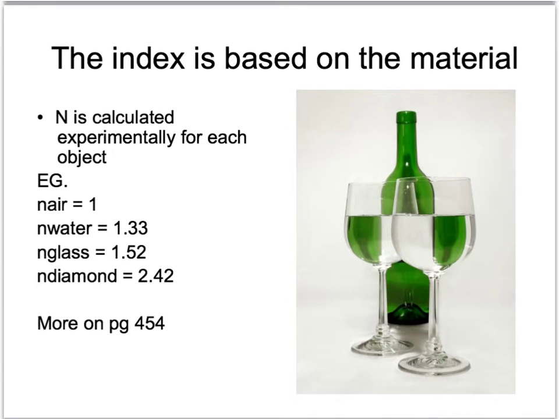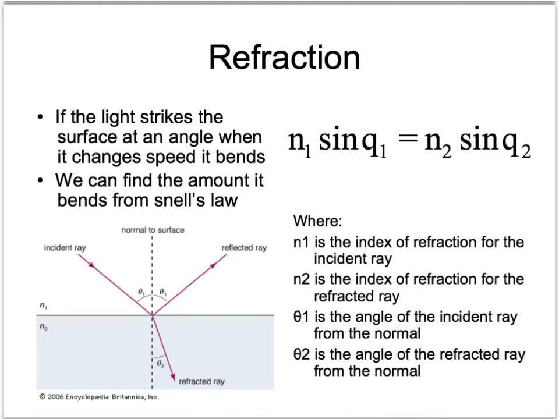Now, the index is actually based on the density of the material, and it's calculated experimentally for each object. We've got a book at the back of the class that has hundreds of these for different objects. So for example, air is 1, water is 1.33, glass is 1.52, diamond is 2.42. Also, if you look on page 454 of your textbook, you'll find a whole bunch of them. So these aren't something I expect you to memorize. And remember, the higher the number, the slower light goes in that material.